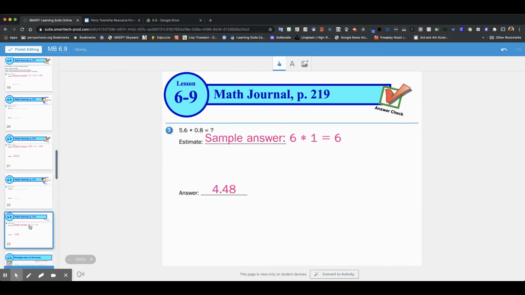And problem number 3, a sample estimate would be 6 times 1, because we can see these, that's what these each would round to, giving us an estimate of 6. If we actually multiply 56 times 8, we get 448. But my estimate of 6 tells me it needs to be in the ones place. So right here is where I would put my decimal, right between the 4 and the 4.